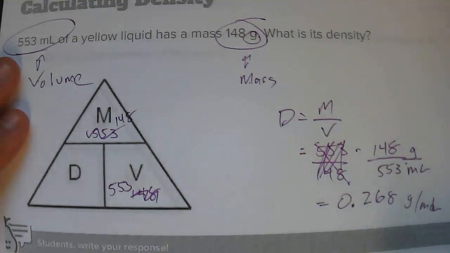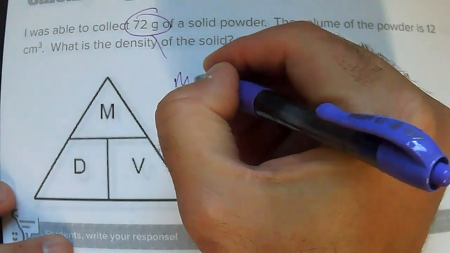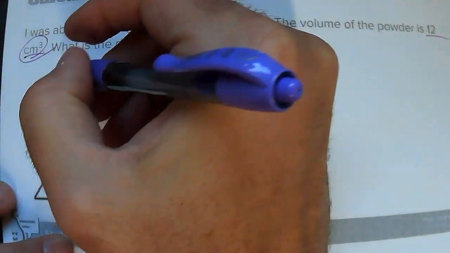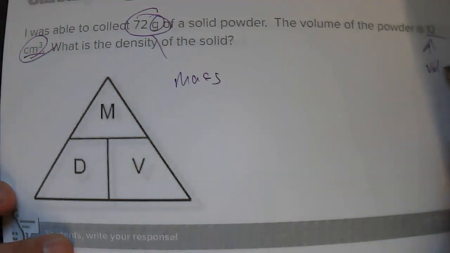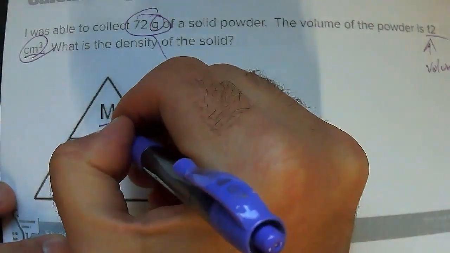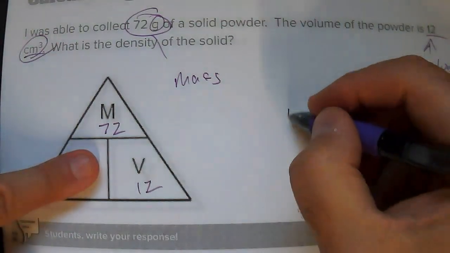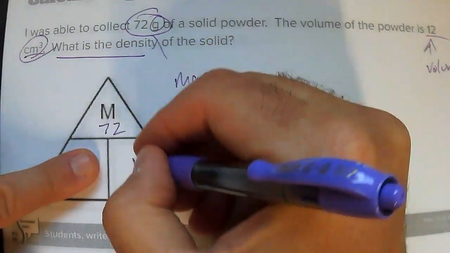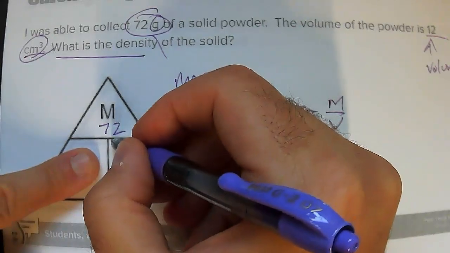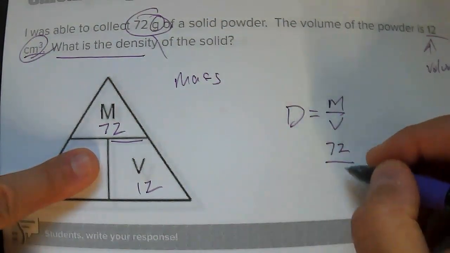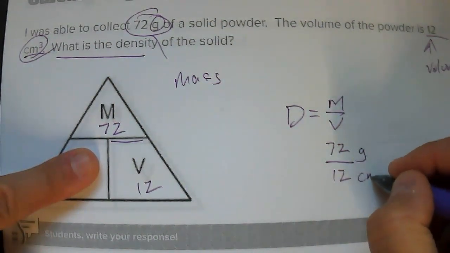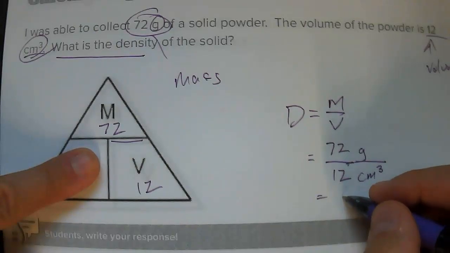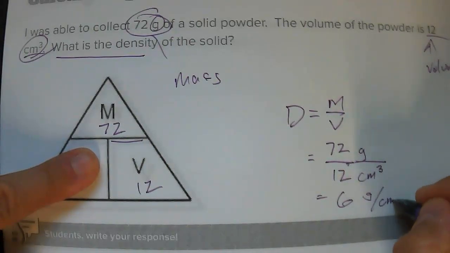Okay, let's do it again. Let's do another sample. So this is mass, and how do I know mass? Because of grams. 12 cubic centimeters, this is a volume. So 72, 12. Again, density is what we're looking for. What is the density? It's mass over volume. It's 72 divided by 12, and this is grams, and this is cubic centimeters. And so that's going to be 6 grams per cubic centimeter.